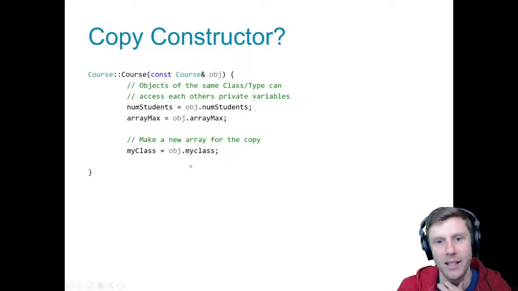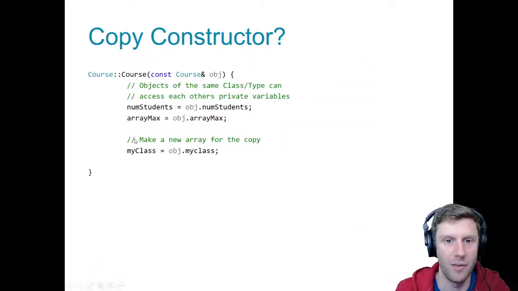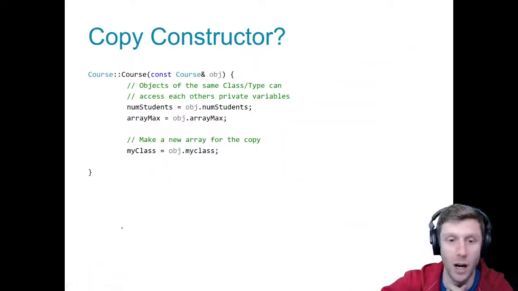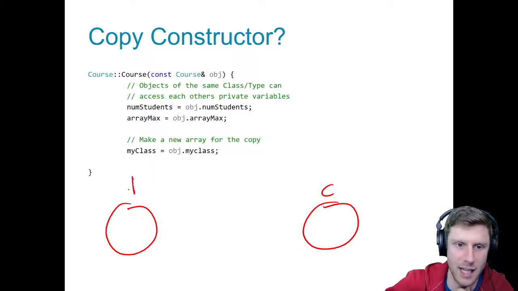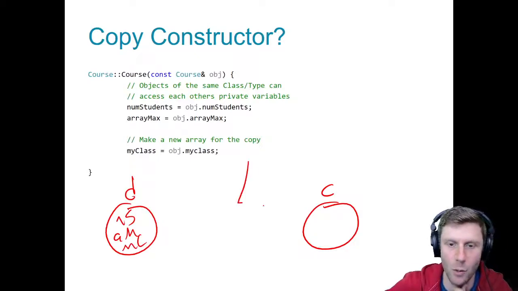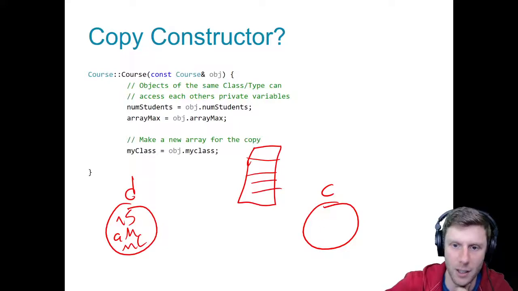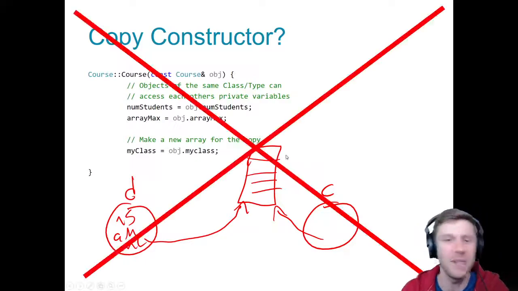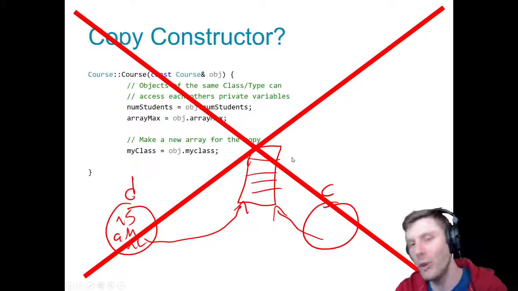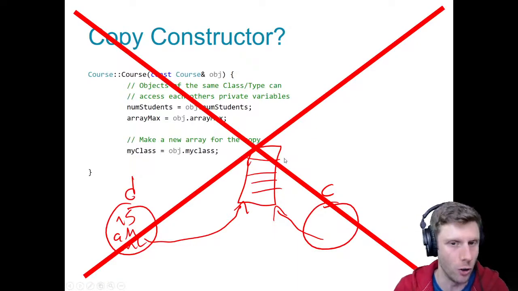Now, this would be an example of the very shallow copy where I'm doing this. Let's say this is C, this is D, this is the new one I'm making. I copy over num students, I copy over array max, and I copy over my class, which will be pointing to, so this one will have a pointer, and this one will have a pointer. It's pointing to the same array. So I'm saying this is wrong here because I guess it doesn't make sense in my case. But really, this is a design decision for you, the programmer.